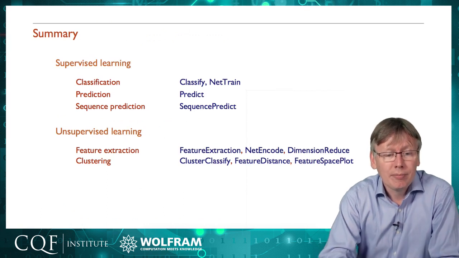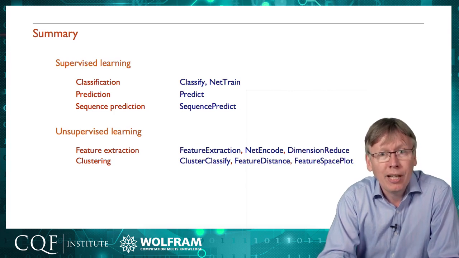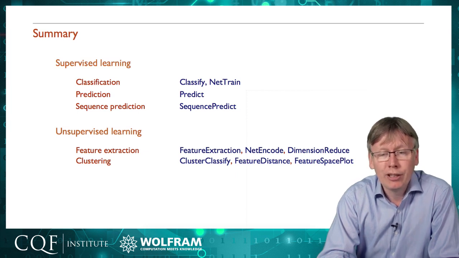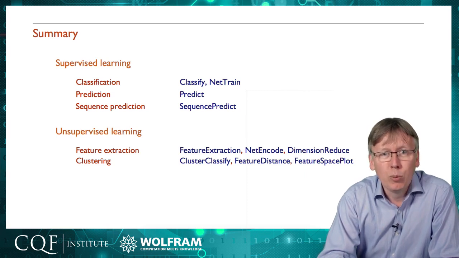So to sum up the series, really, while I've talked about quite a lot of issues, the bits of the Wolfram language that you need to be able to go and replicate this are fairly limited. Classification, you only need to know about the commands Classify and NetTrain. For prediction, the command is Predict. Sequence prediction, it's SequencePredict. And FeatureExtraction is the main command within the unsupervised, and ClusterClassify. You can find out more about those commands at reference.wolfram.com, where you'll find full documentation on the whole Wolfram language.